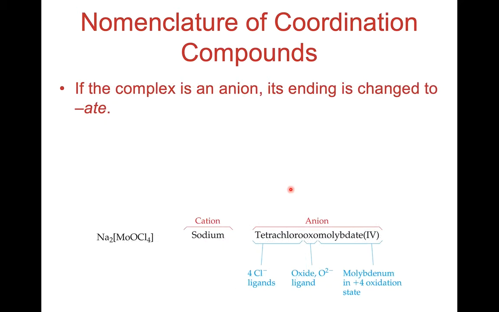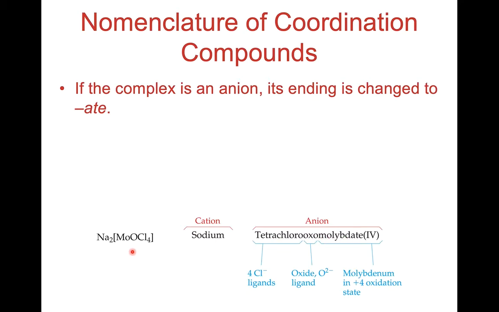All right, now we're going to look at a new complex. Here we have a simple cation, sodium, but we have a complex anion. And so the first part's easy, sodium, and then a space. Then we need to say what all the ligands are. So there are 4 chlorides, tetrachloro, and then there's an oxo ligand, tetrachlorooxo.